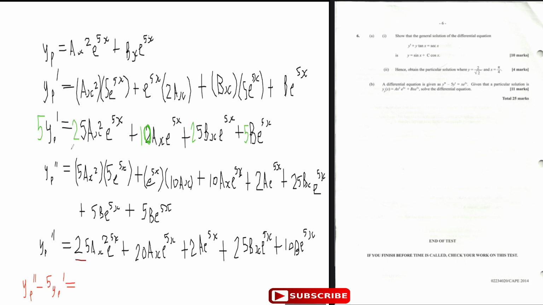25 minus 25, that becomes 0. 20ax minus 10ax, that just works out to be 10ax. So I get 10ax e to the 5x. All right, cool. 25bx e to the 5x minus 25bx e to the 5x, those cancel each other. And so what I'm left with is 10ax.